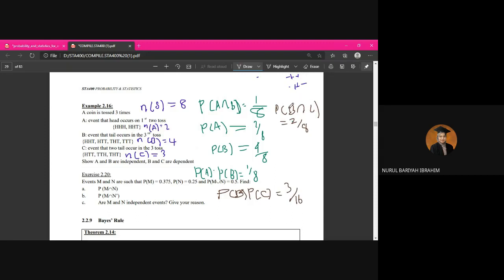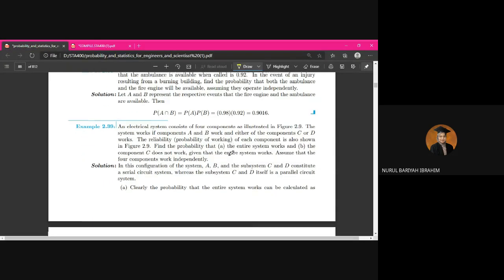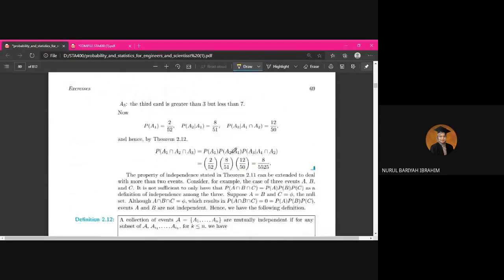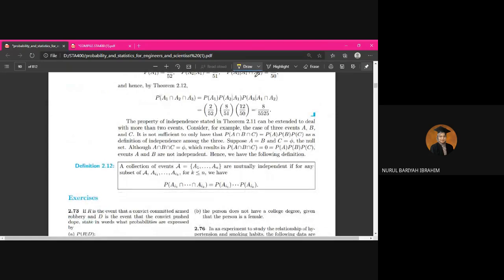So from here, we can know that B and C are dependent ataupun not independent since probability of B intersect C not equal to probability of B multiply probability of C. Okay. So that is the way how you can prove whether the two events are independent or not. Okay, dalam your textbook ada some of the other example, so you can browse. Okay, that's all.